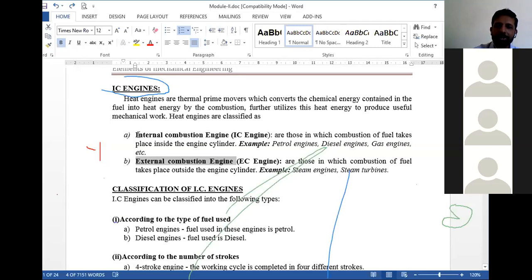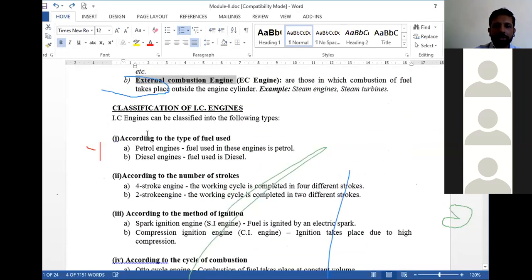Now moving on to the internal combustion engine, that is the IC engine. The petrol engine and diesel engine in our two-wheelers and four-wheelers are all internal combustion engines because the combustion takes place inside the piston cylinder arrangement. After this combustion takes place, the piston is going to move down and mechanical work is done. We'll see how the engine works later on. As of now, we'll just remember there are two types of engine: one is the internal combustion engine, the other is the external combustion engine, right?